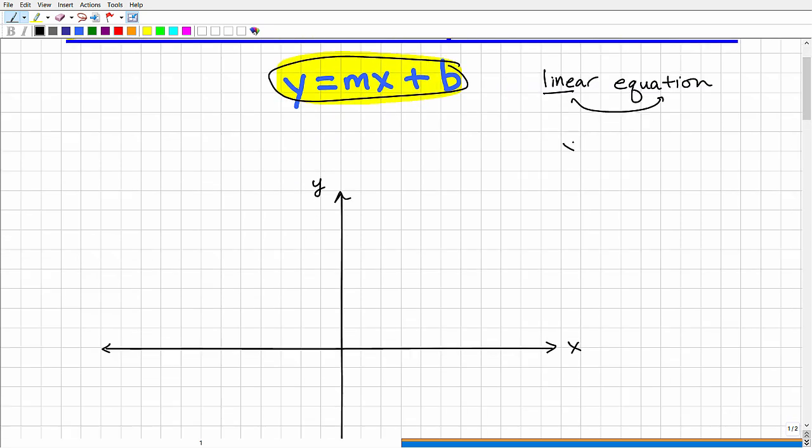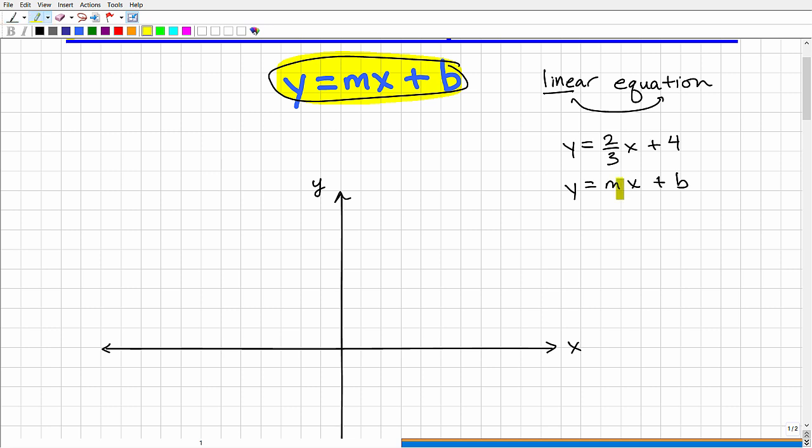So an example problem would be, for example, graph y equals 2/3 x plus 4. Okay, so if you notice here, this is an equation, it has a y and an x in it, and it follows the general format of y equals mx plus b. So let's talk a little bit about this equation, y equals mx plus b, and we'll talk about our first example. We'll do a couple more examples, and you'll be good to go.